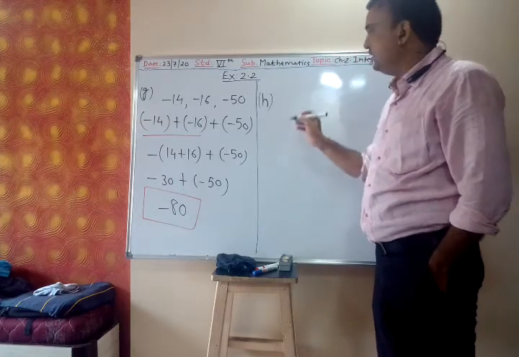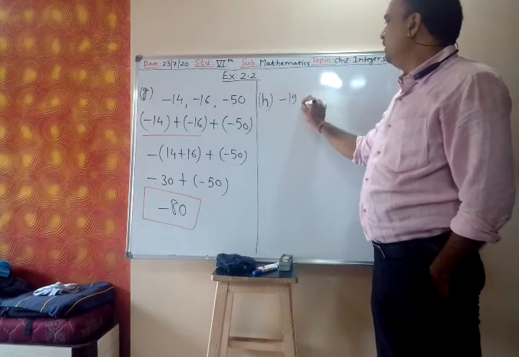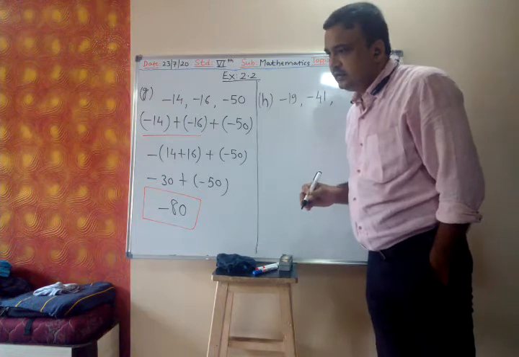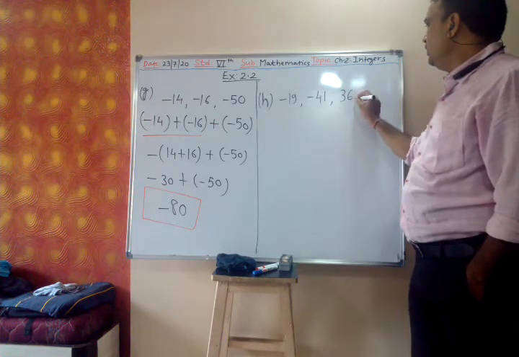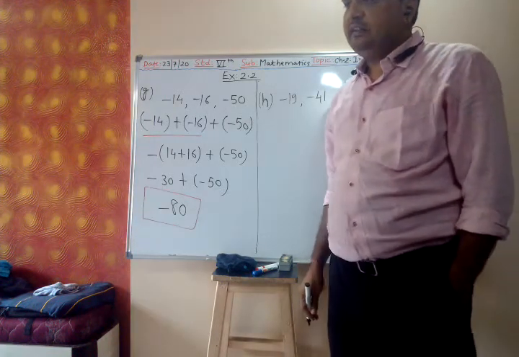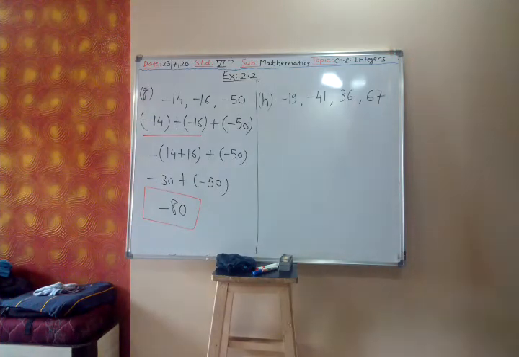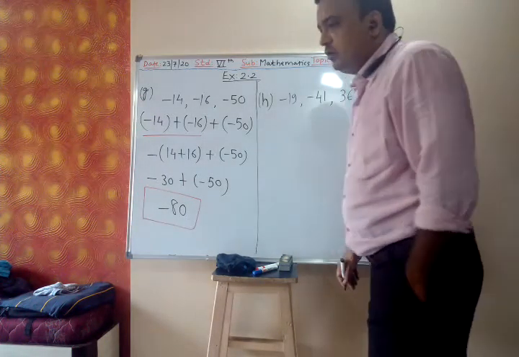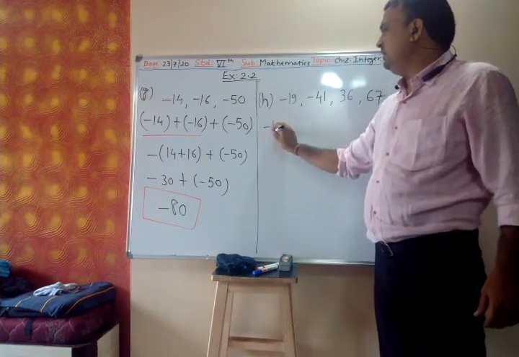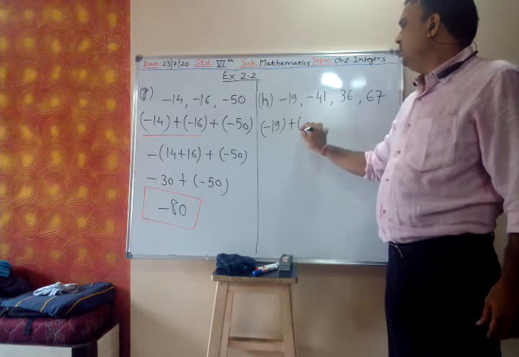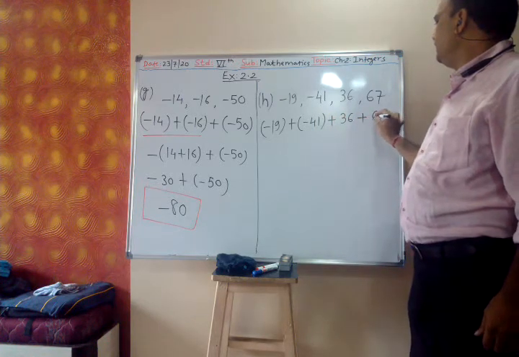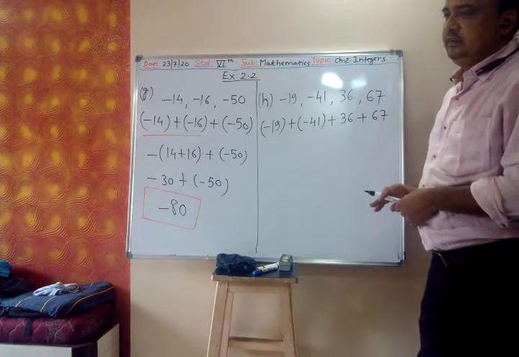H is minus 19, comma, minus 41, comma, 36, comma, 67. There are 4 numbers given. Let us add them. Minus 19 plus minus 41 plus 36 plus 67. We have to add 4 numbers.